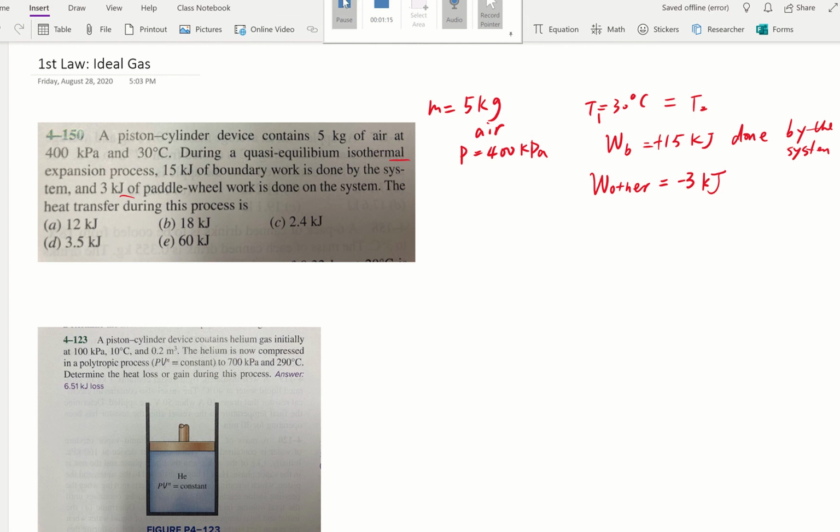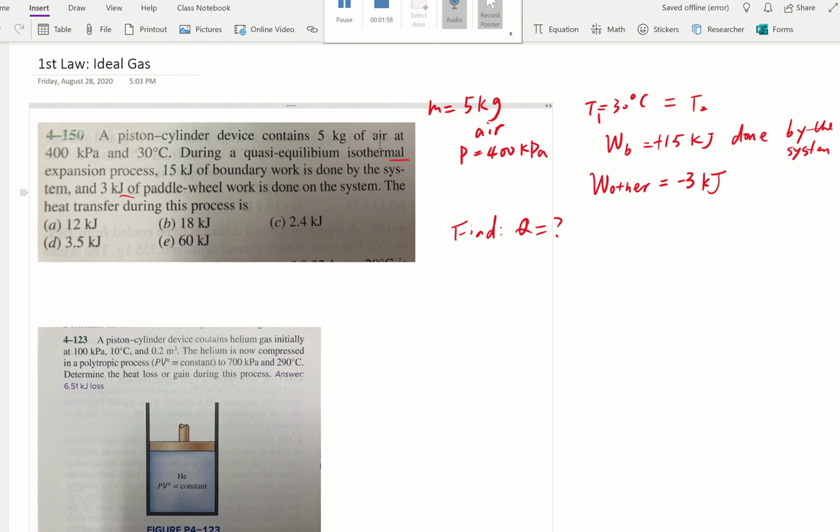Now let's think about what we're asked: find the heat transfer, so find Q. First of all, this is first law. First law, regardless of what type of substance, whether ideal gas, R134, or water, it doesn't matter. It applies for everything. But is this constant pressure? No. If it were constant pressure, you could use Q equal to delta H plus work others.